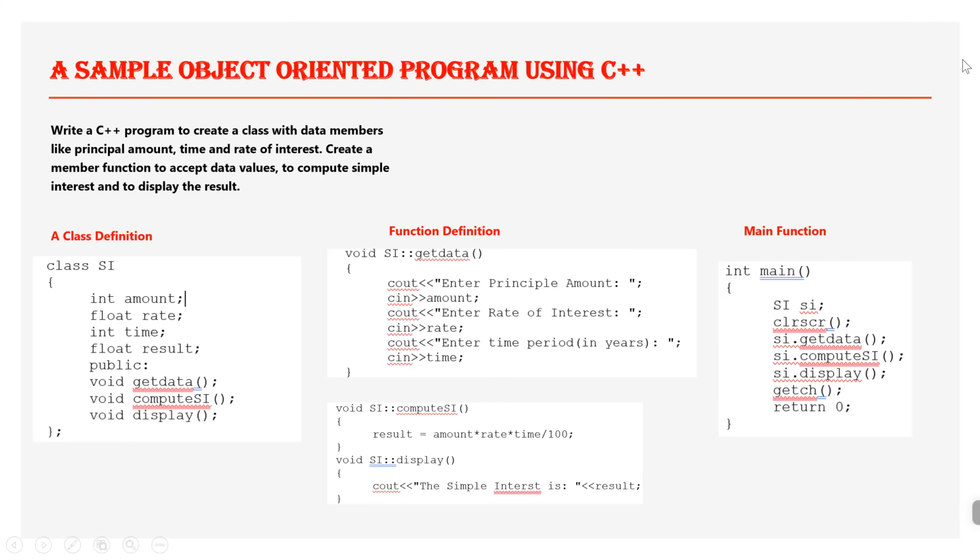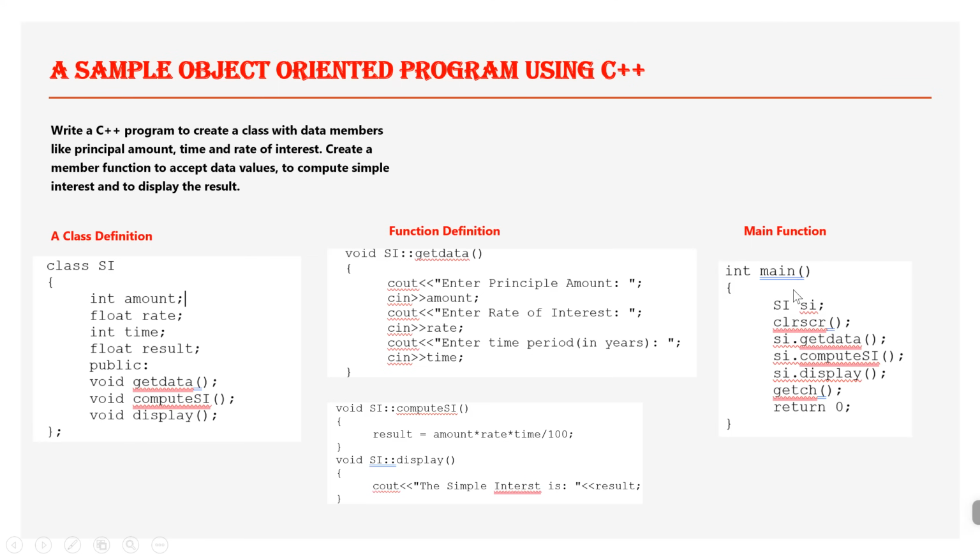In the main function, I am declaring an object called SI of the class SI. This SI is different, this SI is different. This is the name of the class, this is the name of the object. That means SI is an object of the class SI.